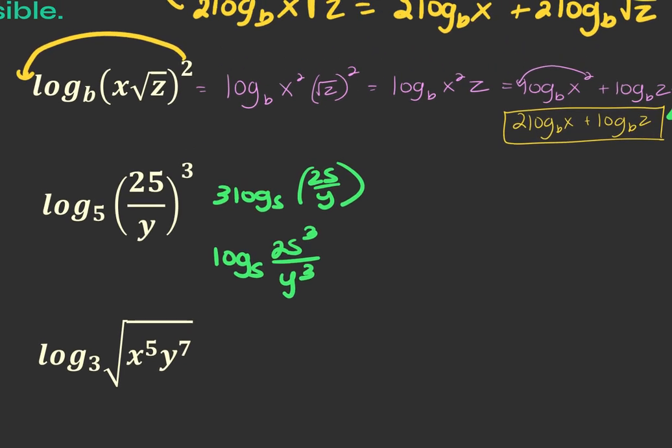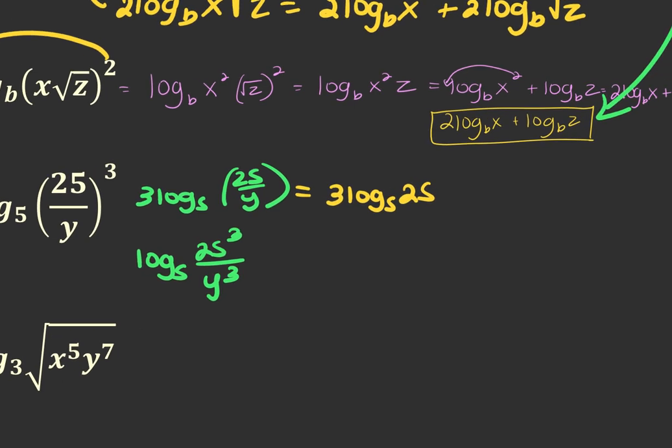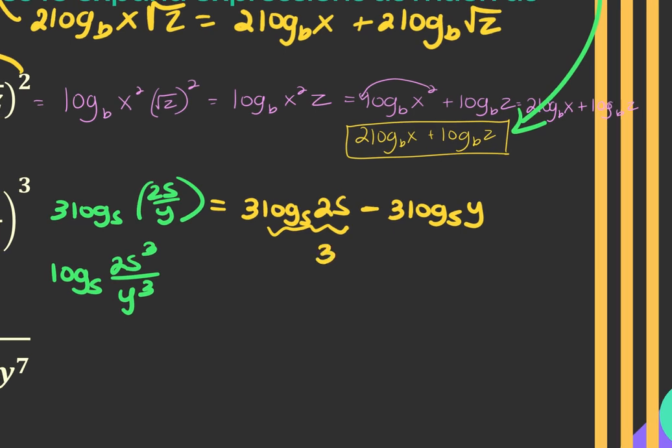So if I continue with the top, this becomes 3 log base 5 of 25 plus 3 log base 5 of y. Minus, thank you very much, minus 3 log base 5 of y. Now, anything that ends up all numeric, you have to check to see if you can simplify it. This thing, log base 5 of 25, can become what? 2. So this becomes 3 times 2 minus 3 log base 5 of y, or 6 minus 3 log base 5 of y.